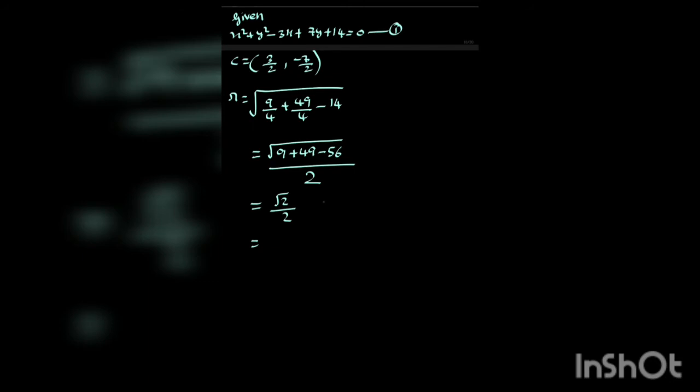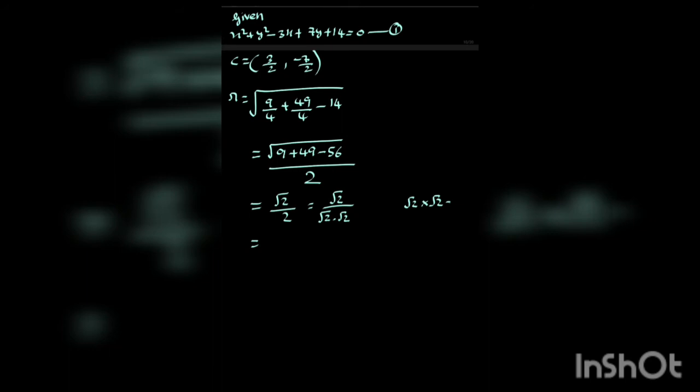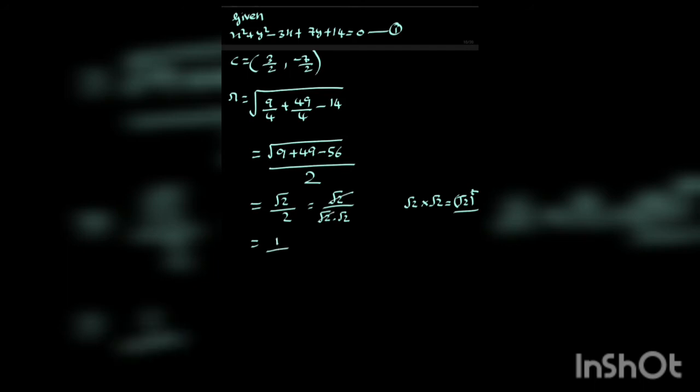So this can be written as root 2 by 2, and 2 can be written as root 2 into root 2. Why? Because root 2 into root 2, whole square, square and root get cancelled, we get 2. So here root 2 gets cancelled, then we get 1 by root 2. So what is r? 1 by root 2.